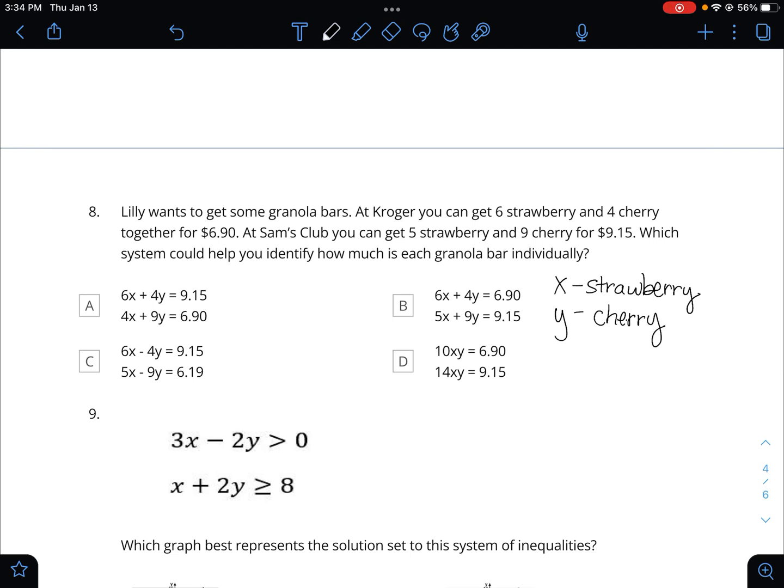Now, we're talking about 2 different stores, so that's what our equations are going to be based off of. First store we're going to talk about is Kroger. What can we get from Kroger and how much is it going to cost us? Well, at Kroger we can get 6 strawberries, so 6x, plus 4 cherry, so 4y, and it's going to cost us $6.90. So I need 6x plus 4y equals 6.90, so A can be eliminated because it has it equal to 9.15. C has them subtracting. We're not subtracting. And D has multiplication, and we're not multiplying two variables together, so we can eliminate that, which eliminates everything for us, so our answer is B.